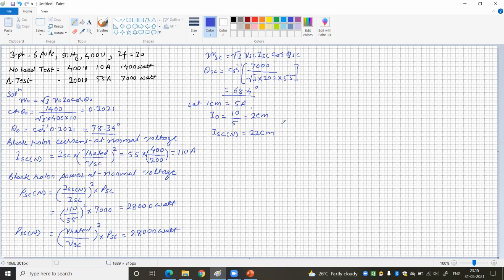Similarly, we can calculate the power scale. This is the current scale. Now the power scale. Definitely it is from the circle diagram. So first we will start developing the circle diagram.